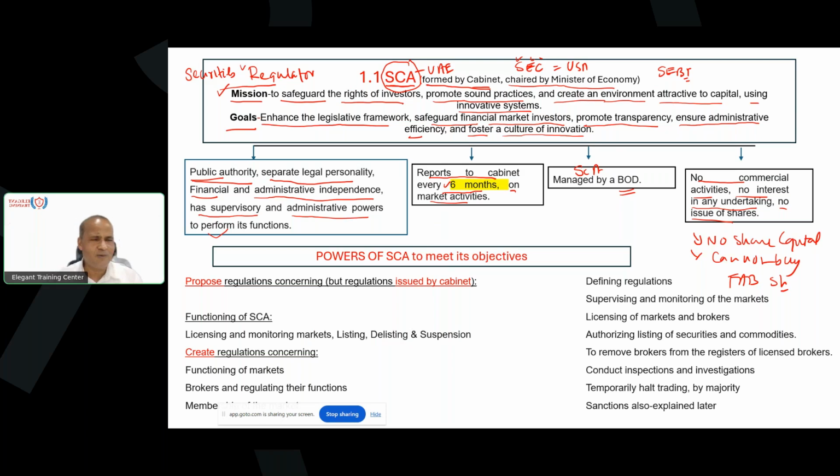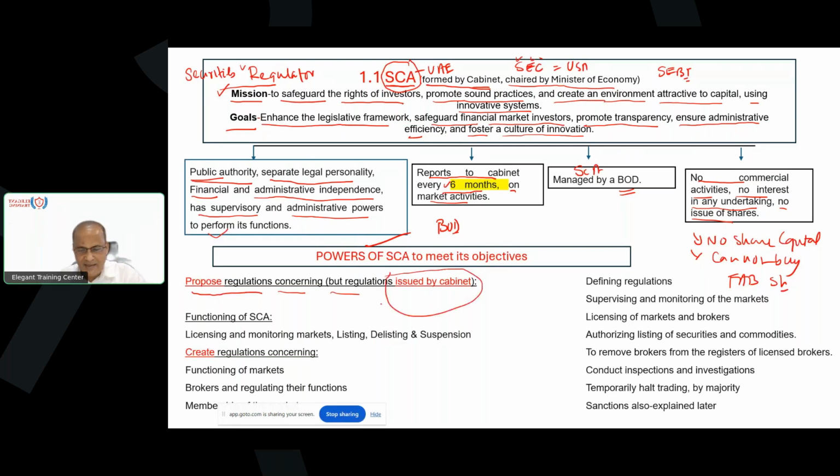Clear, sir, till now? Okay, next, let's understand the powers of SCA. Powers are given to the board of directors. The powers include proposing regulations, but regulations are issued by the cabinet.